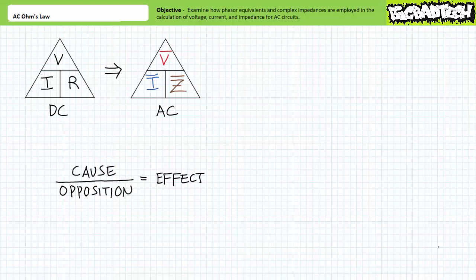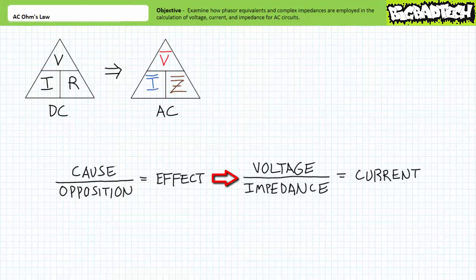Now simply apply this understanding to electrical phenomena. Voltage is the cause of charge movement. Resistance, or in our case impedance, is opposition to current flow. Current, the movement of charge, is the effect.